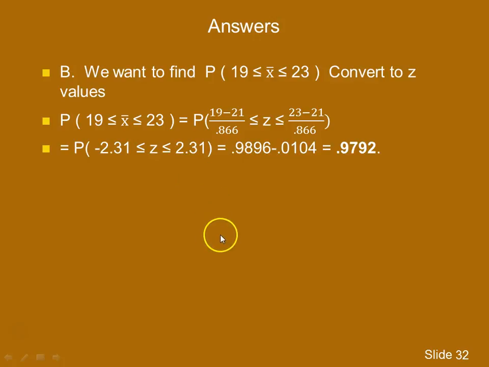Go to your table or use your calculator. Look up the cumulative probability of 2.31 and subtract off the cumulative probability at negative 2.31, and you will get a final answer here of 0.9792. That is, you have better than a 97% chance that you're going to get a sample mean between 19 and 23 if you take a sample of 36 students concerning the ACT score here.